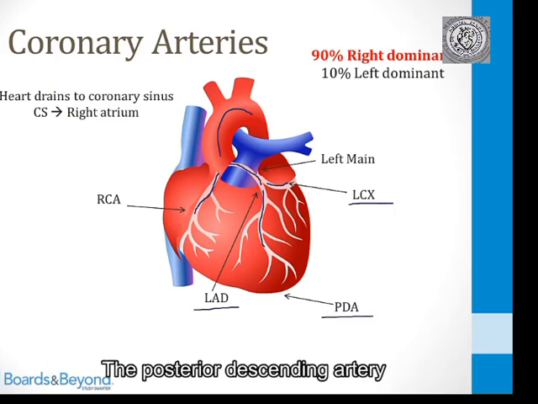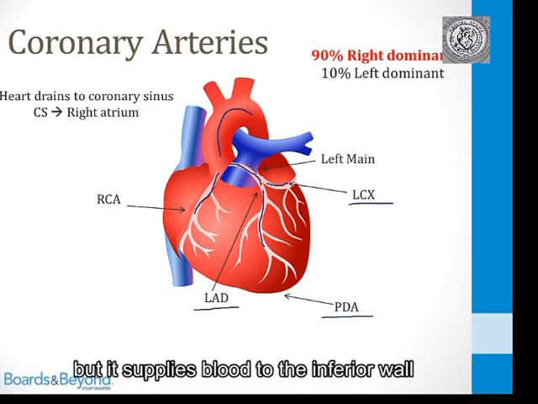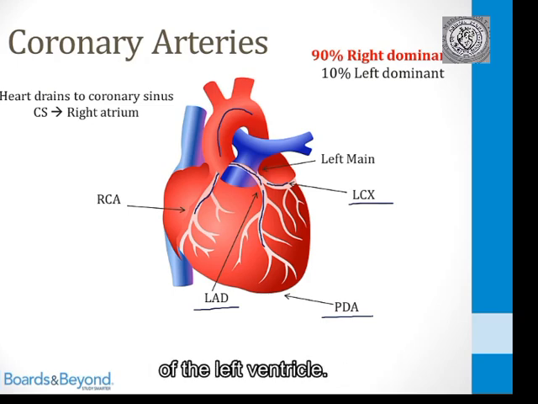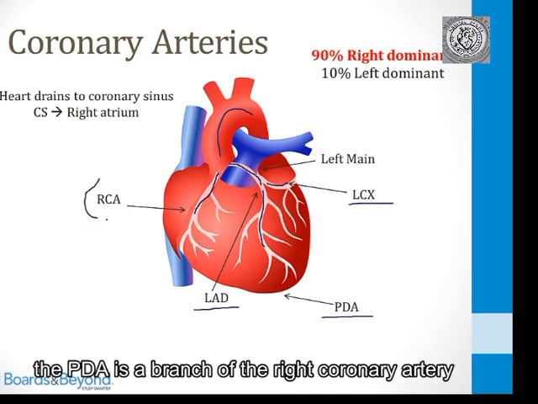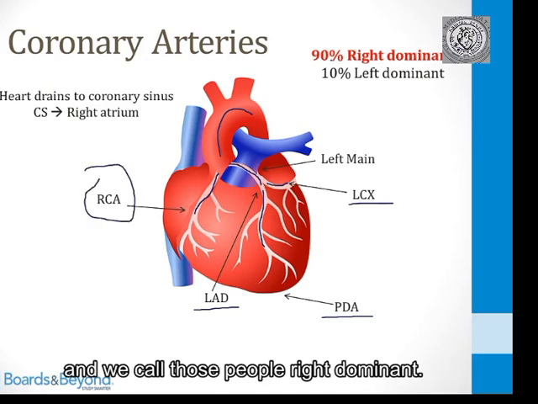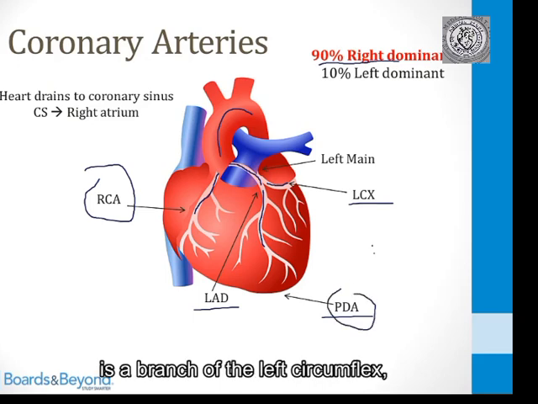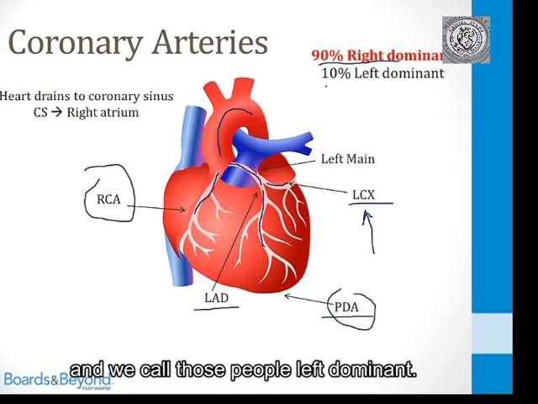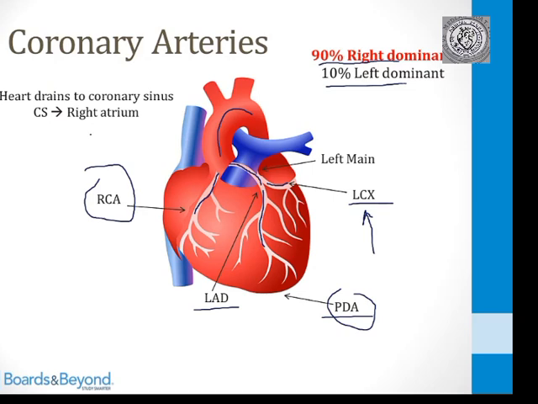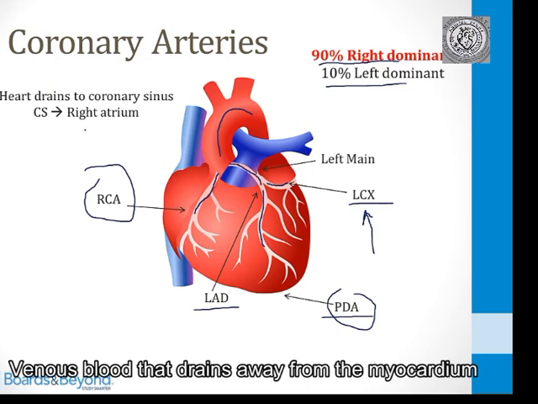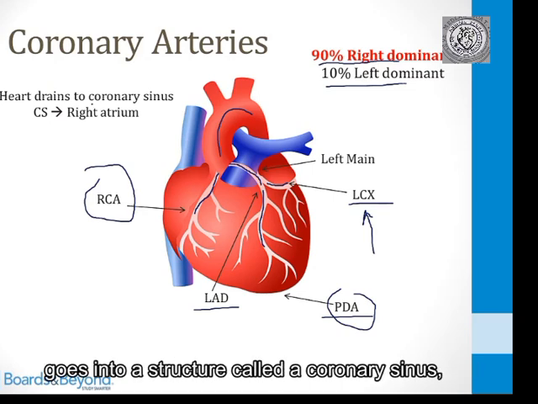The posterior descending artery is not shown in this picture, but it supplies blood to the inferior wall of the left ventricle. In about 90% of people, the PDA is a branch of the right coronary artery, and we call those people right dominant. In 10% of people, the PDA is a branch of the left circumflex, and we call those people left dominant.